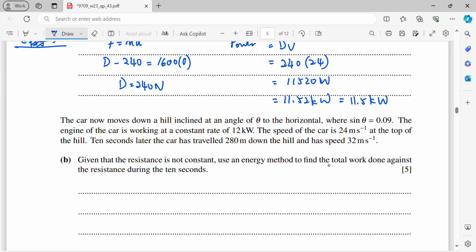Okay, now the car moves down a hill inclined at an angle of theta to the horizontal, where sine theta is 0.09. Let's say for example, this is your diagram. This is theta. This is the car moving down. And remember, the weight is 1,600 g. So sine theta is 0.09.